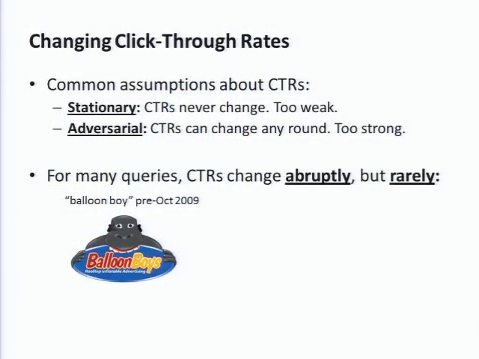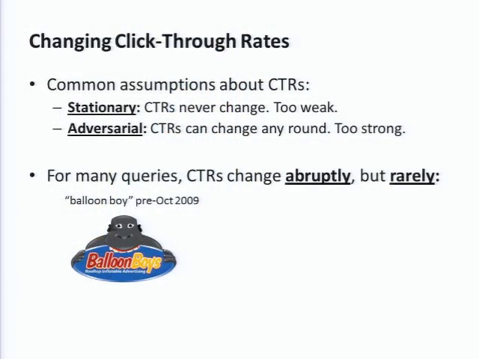And the second is the other extreme, which is that these click-through rates can change every single round, and they're changed even adversarially, right? And so for us, these assumptions are either too weak or too strong. In our view, a more realistic assumption is something in the middle, which is that for many queries, click-through rates can change abruptly, but only rarely. So let me give you an example.